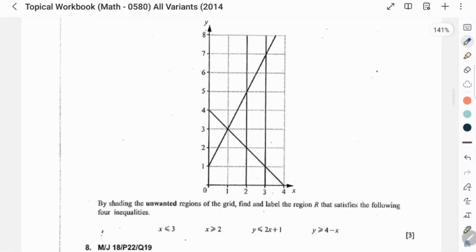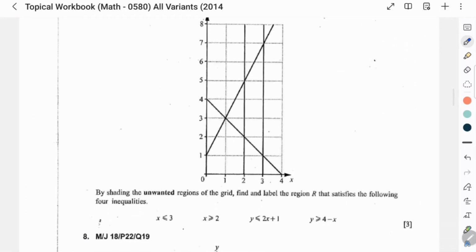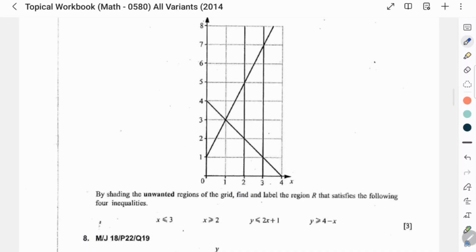Question number 7, this is 2018 paper 2-2. By shading the unwanted region on the grid, find and label the region R which satisfies the following inequalities. So here we only have to shade, but we have to recognize which line is for which equation. All right, so x is less than or equal to 3. This is the line x equals 3. Less means your left side is the region, so you just shade here on the greater side. So this is x is less than or equal to 3.